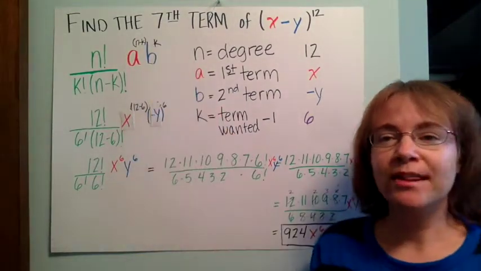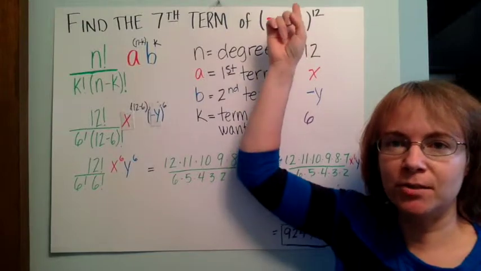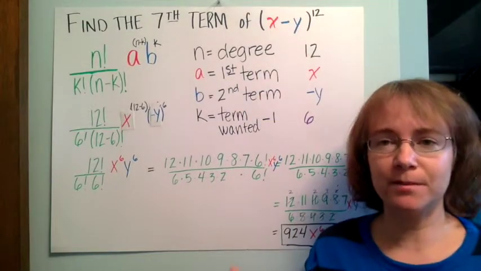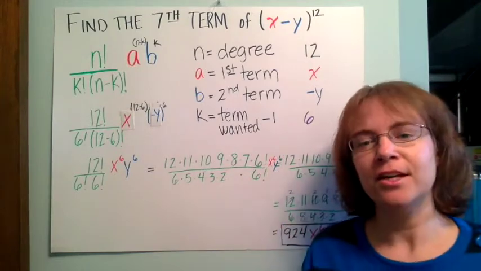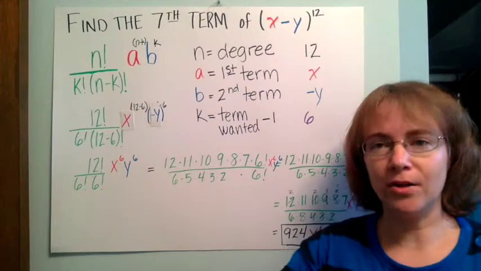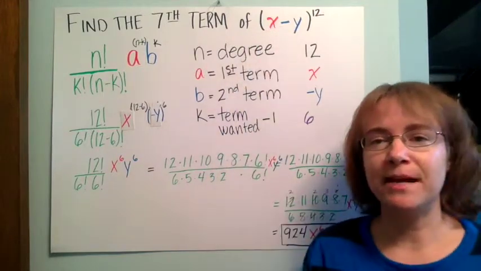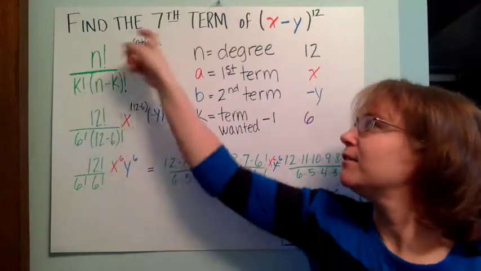Okay, so let's try one last example. Find the 7th term of x minus y to the 12th. Now you really don't want to expand the 12th. I mean, we could use Pascal's triangle and go all the way down to the 13th row, remember, because we start at 0 and go all the way down. We could do that with Pascal's triangle, but you have to have a lot of paper. But we're going to try just using this given formula.